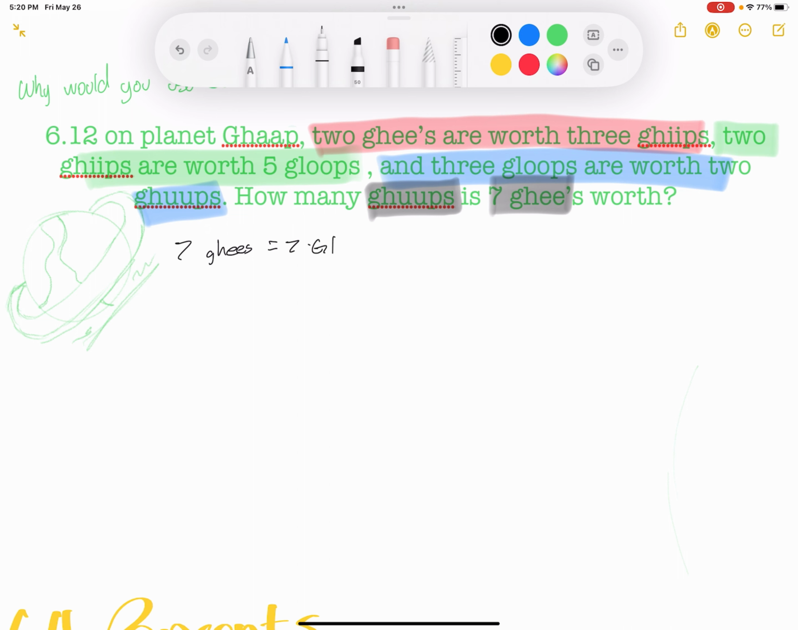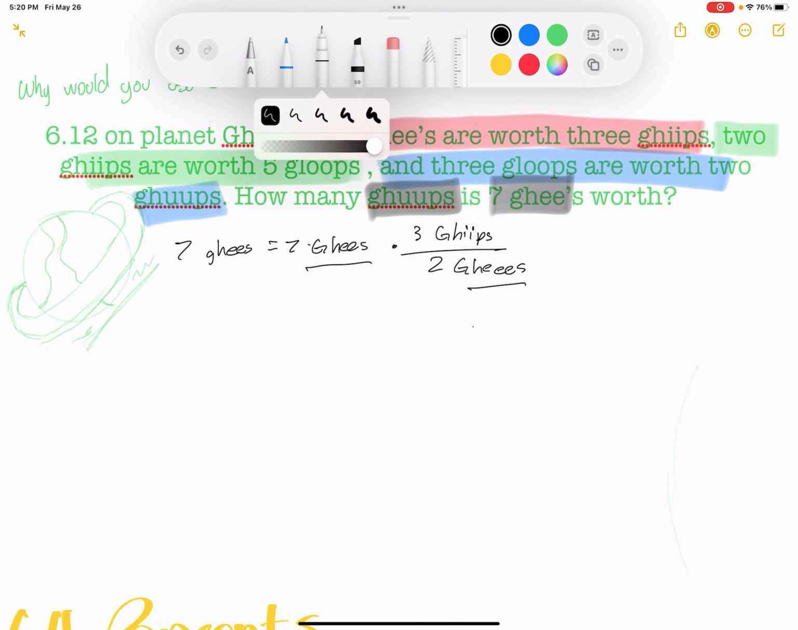7 gees. First conversion, 3 gips divided by 2 gees. You might be wondering, why are gees on the bottom? Well, your goal is to cancel everything except for gups. So what I'm putting on the bottom is to cancel out all the gees. Same thing with the next few steps.